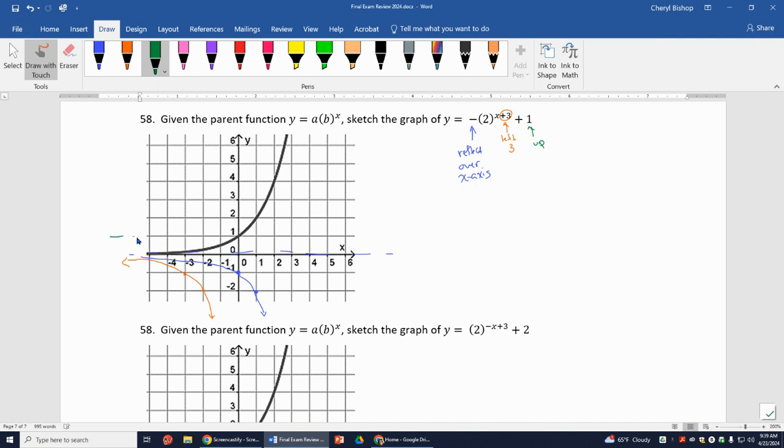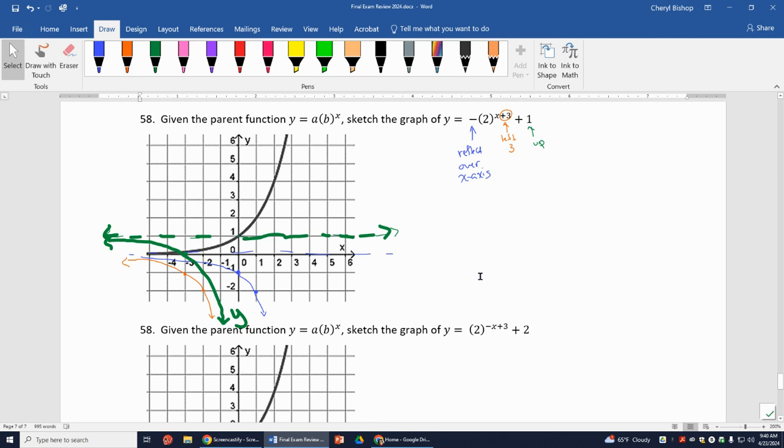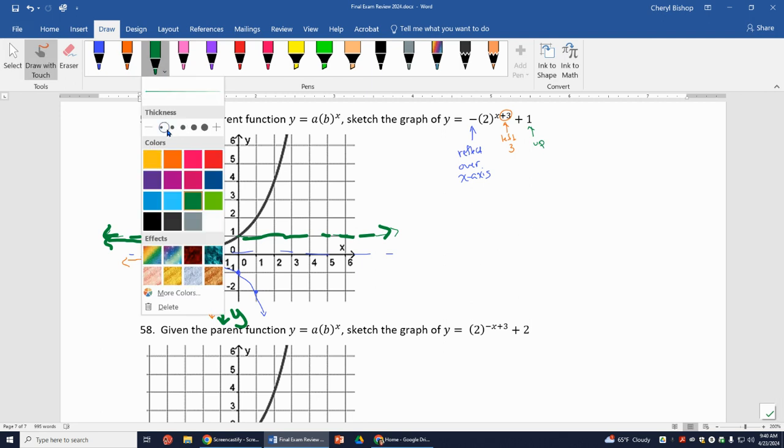So my horizontal asymptote is now going to move here. And then this is going to move up 1. This one is going to move up 1. And this one is going to move up 1. So my final graph, I'm going to make it thicker. This is my horizontal asymptote, pretend that's dotted. And then my graph is going to look something like this. This is going to be my value for y.